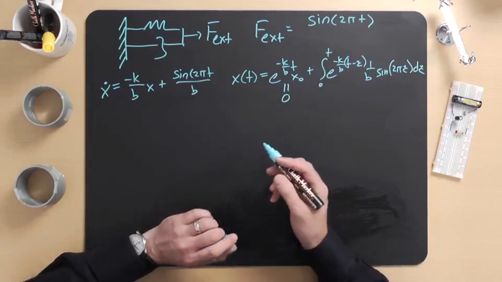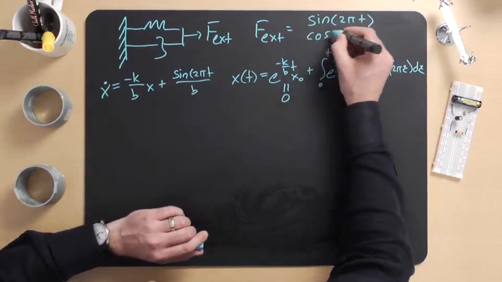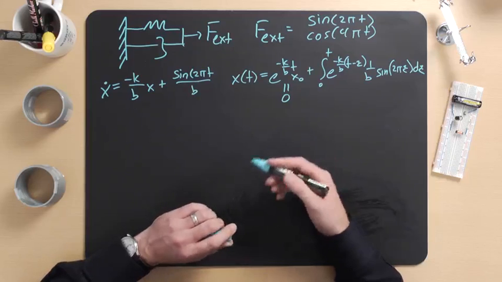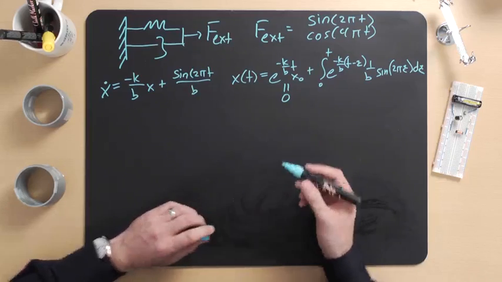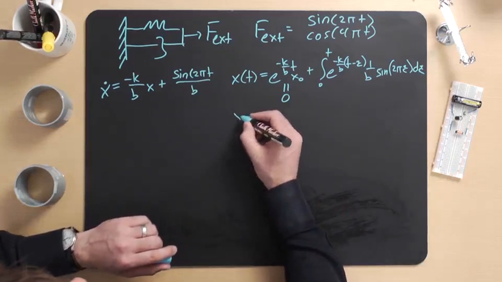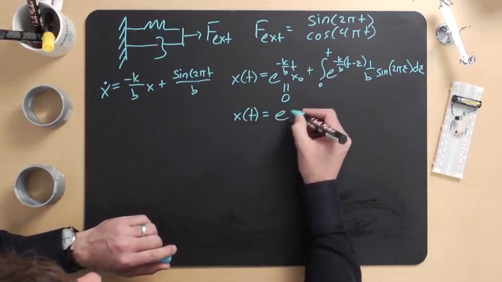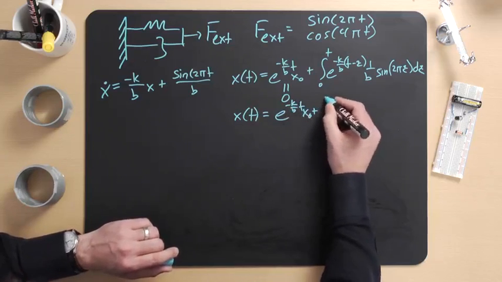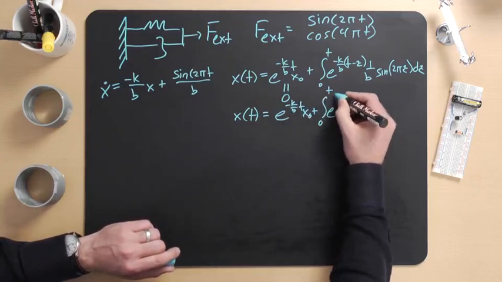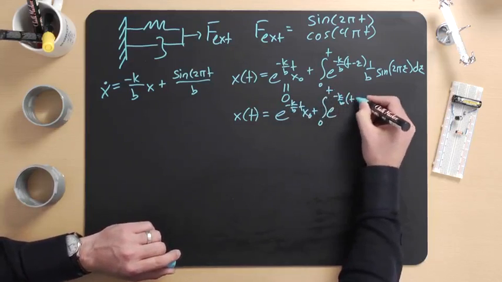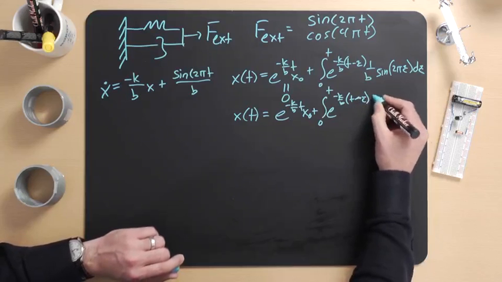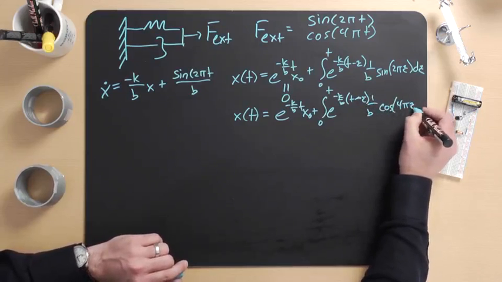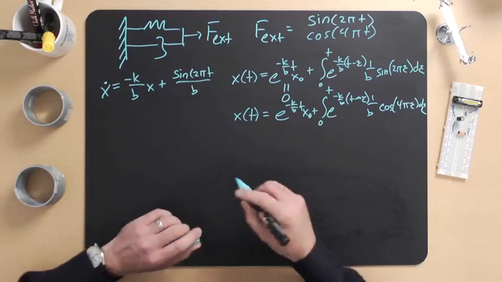Moreover, if we instead say that the external force is cosine of 4 pi t, this is now a 2 Hertz signal, then the convolution equation says that the solution to the ODE is instead x of t is equal to e to the minus k over b t x0 plus the integral from 0 to t e to the minus k over b (t minus tau) 1 over b, and now times cosine 4 pi tau d tau.